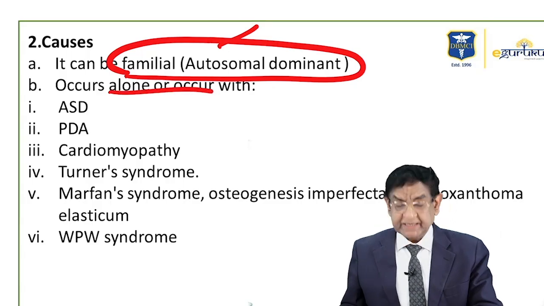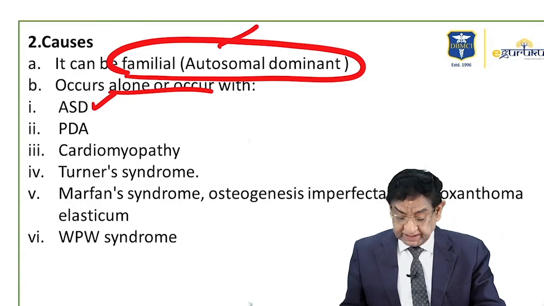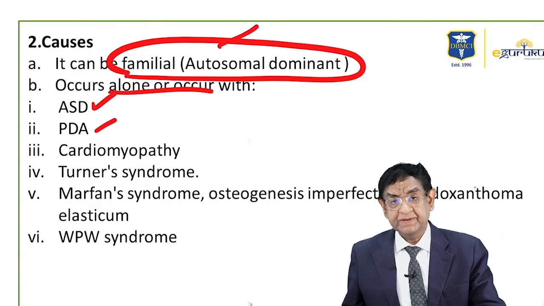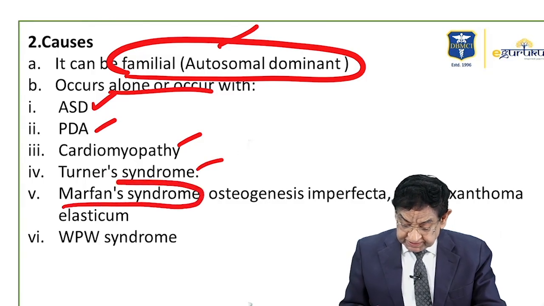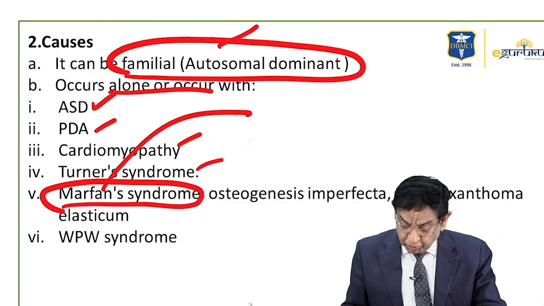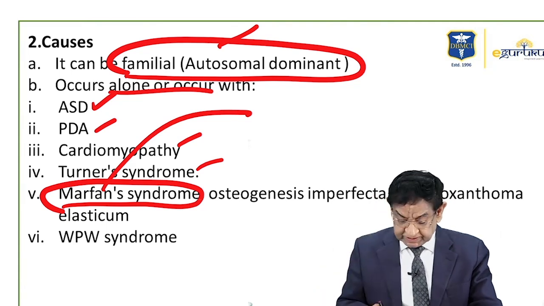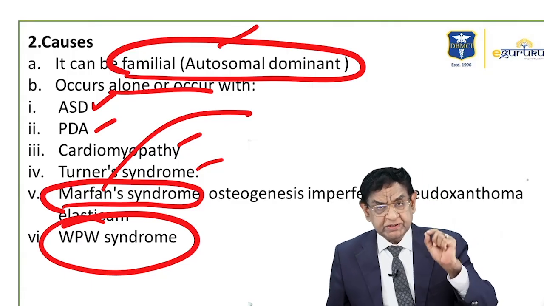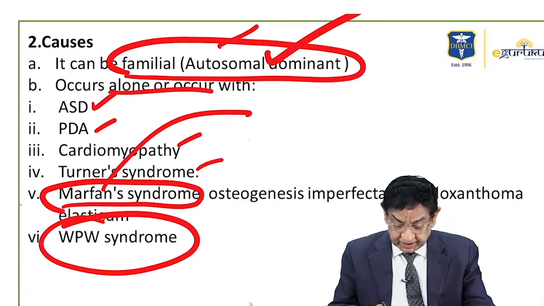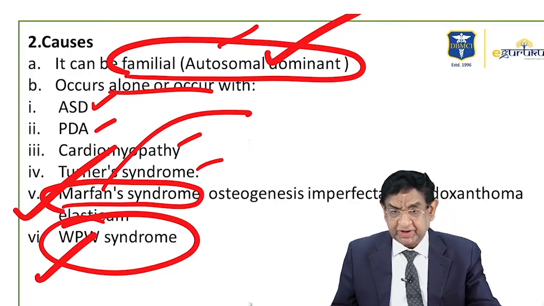Or otherwise it may occur with ASD, it may occur with PDA, it may occur in cardiomyopathies, Turner, Marfan. This is the single most important. And second important is WPW syndrome. So in the whole list, 1, 2 and 3, don't forget these 3, very, very important.